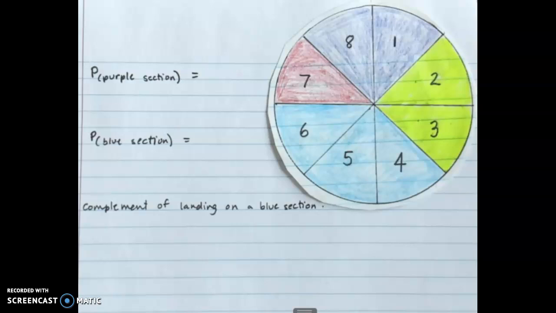All right, let's take a look at another example. So this time, let's take a look at a spinner. Just in case people can't really distinguish between the colors, in case I have any colorblind friends out there, this spinner has 8 sections, numbered 1, 2, 3, 4, 5, 6, 7, 8. Sections 8 and 1 are colored purple, 2 and 3 are yellow, 4, 5, and 6 are blue, and section 7 is red. So let's first take a look at finding the probability that when we spin on this spinner, we would land in a purple section.